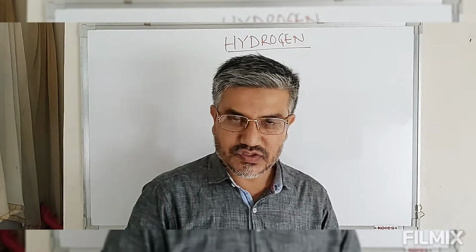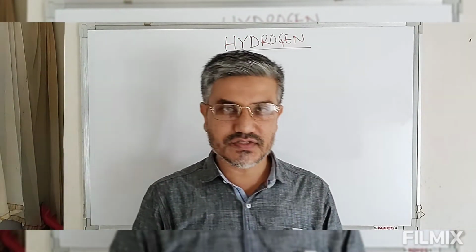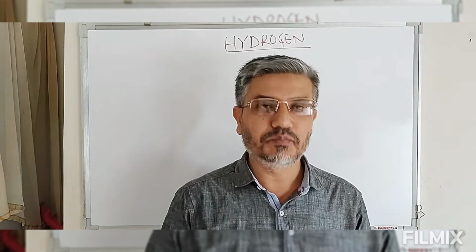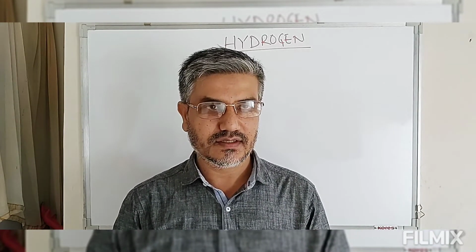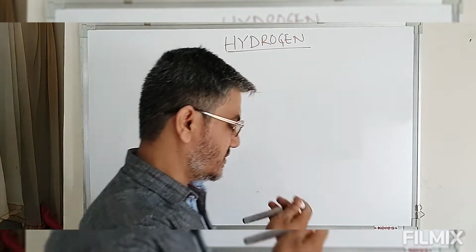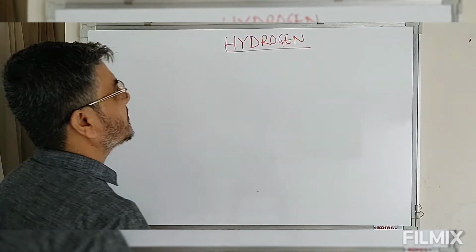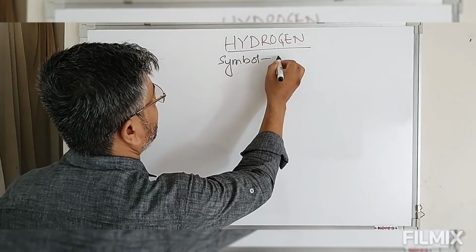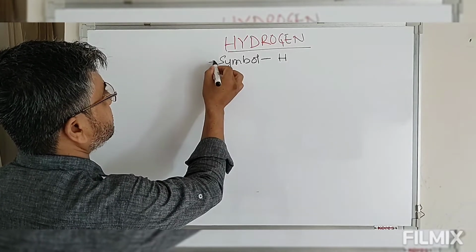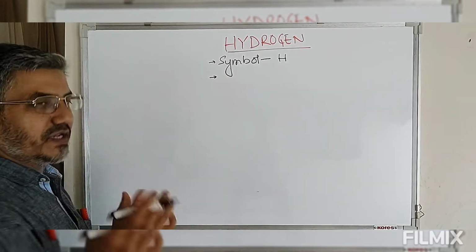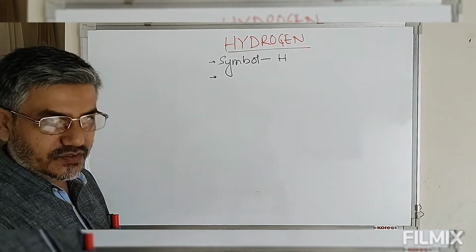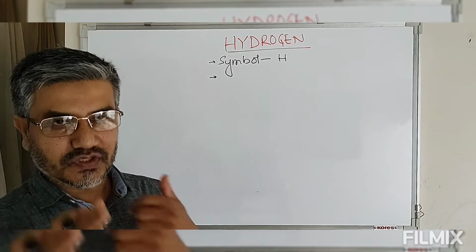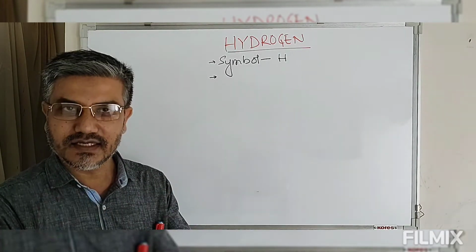Now this hydrogen is the first element, or the simplest element, present in the periodic table. Now let's start with this hydrogen. The symbol for this element hydrogen is capital H. Now this is the simplest atom, which has got only one electron and one proton, and the nucleus does not possess any neutron.